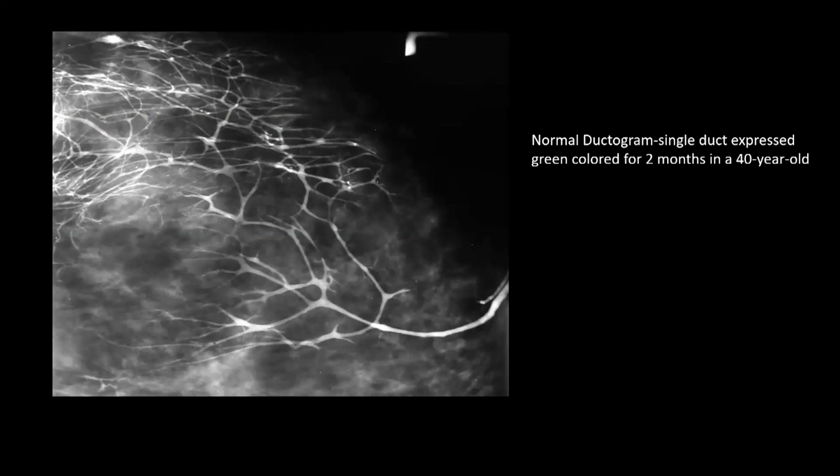This is a patient that came in, 40 years old, with green colored discharge from a single duct that she expressed for 2 months. You can see the fanning of all these normal ducts that are filling with the contrast material. There's no dilatation. There are no filling defects.